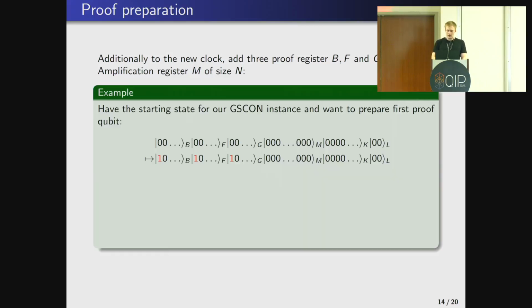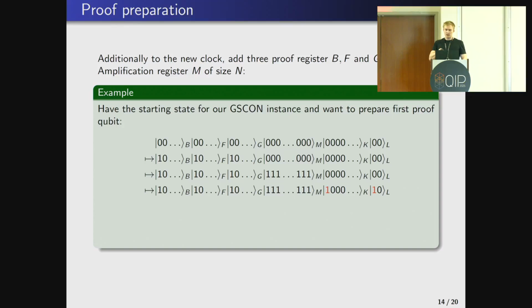So let's see how one would prepare a proof qubit. In the starting state, we have all zeros, and this is the unique time step where you are allowed to prepare proof qubit number 1. So this is what we're doing. We're flipping all the 3 zeros to ones in the 3 copies of our proof. Now we flip all the amplification qubits to match it.